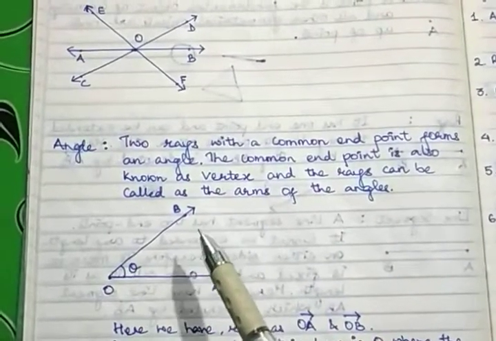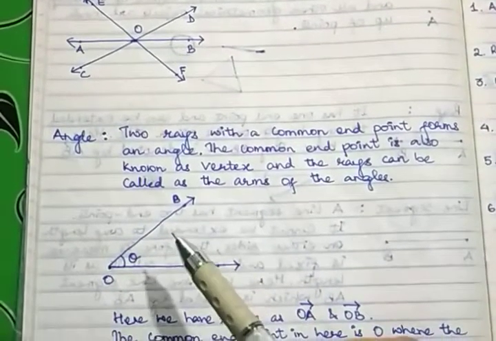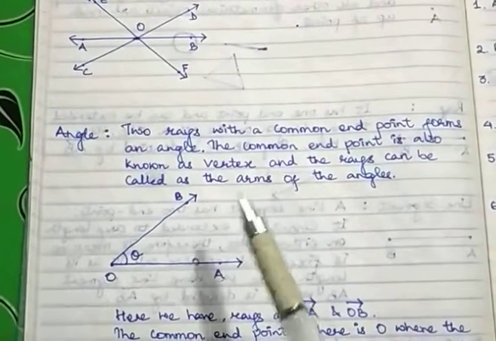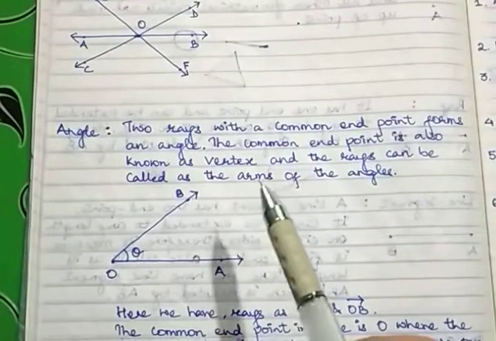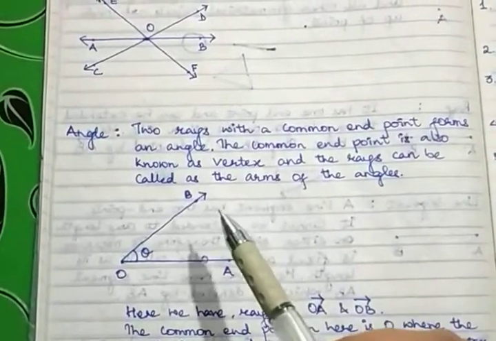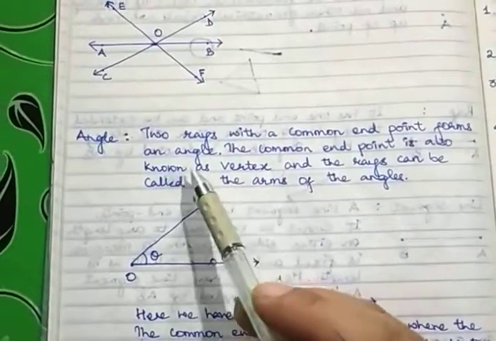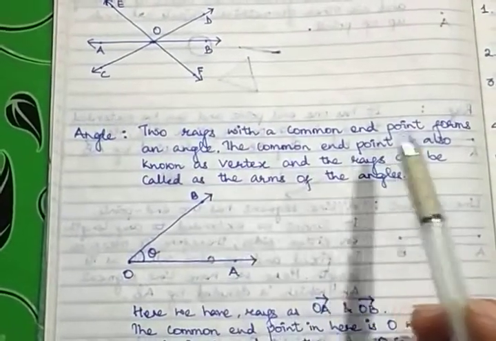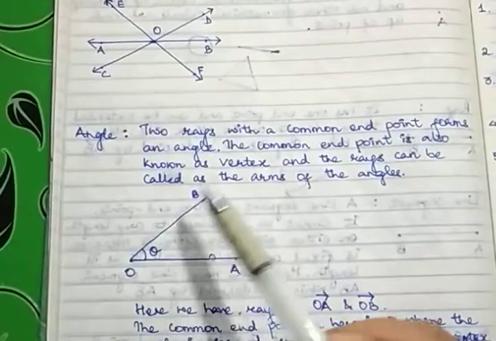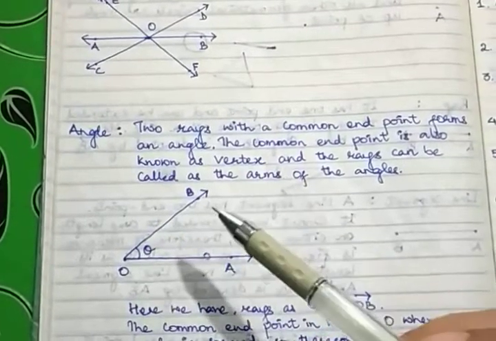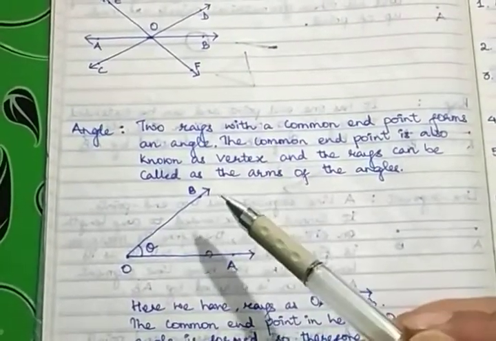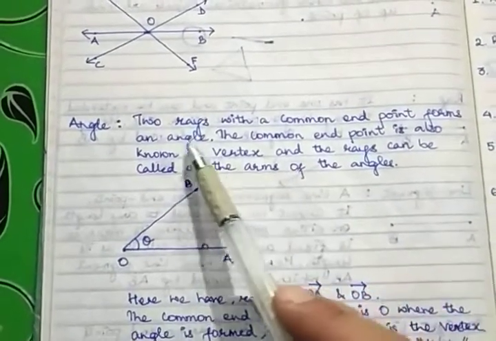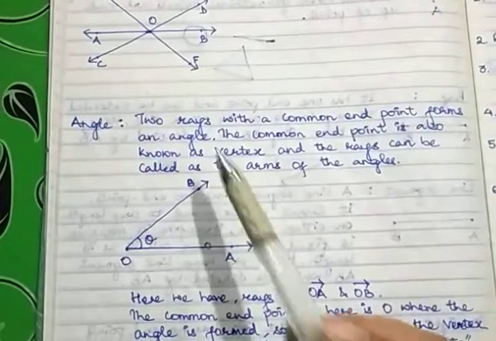Now see, what we have learned on the definition for ray, that is, a ray has one end point, isn't it? A ray has one end point and it can be extended to any length on the other side. Now see, here the first line of the angle definition says two rays with a common end point. Now obviously, when we take two rays, we will get two different endpoints, isn't it? But what happens here is, two rays with a common endpoint form an angle.